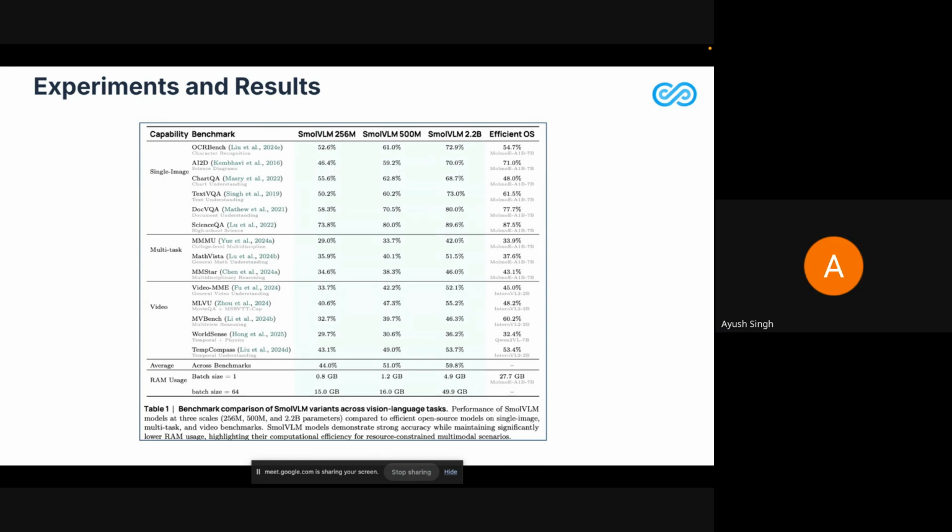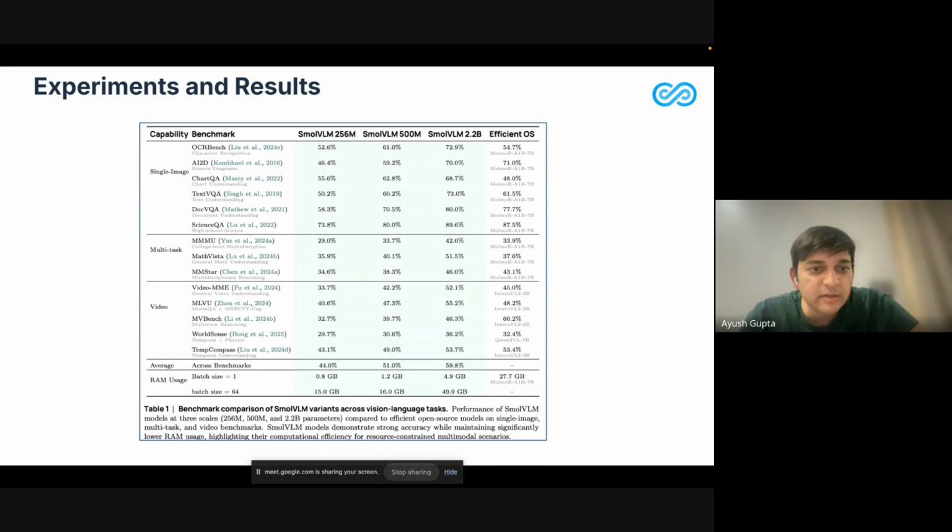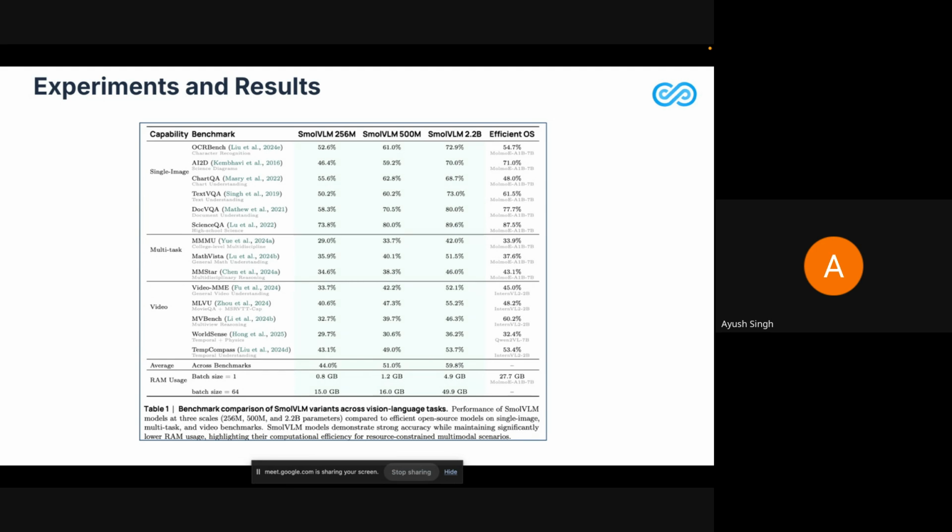If we go near, see general video understanding is so poor. Of course, there are fewer reasoning capabilities in a 256M parameter model, so that will be down. But otherwise, temporal plus physics, of course, I'm expecting it to be poor. TempCompass. See the difference between the RAM usage, phenomenal.